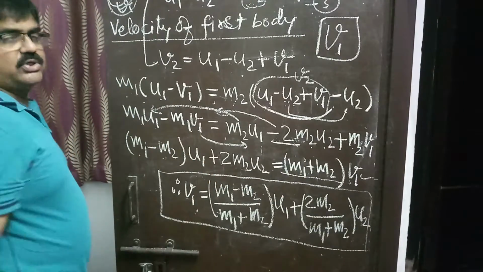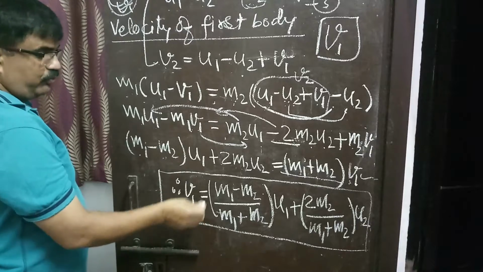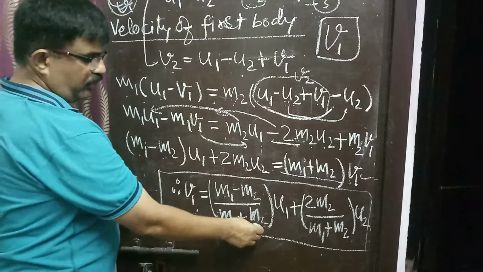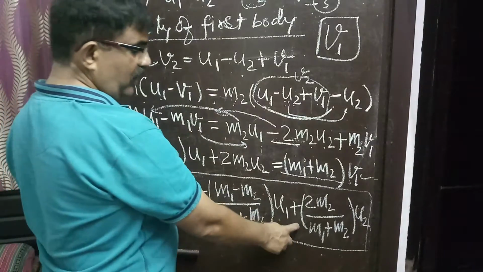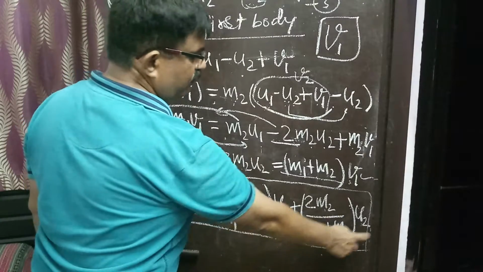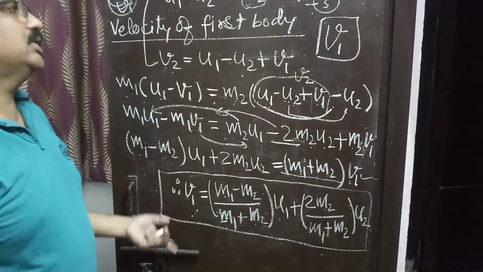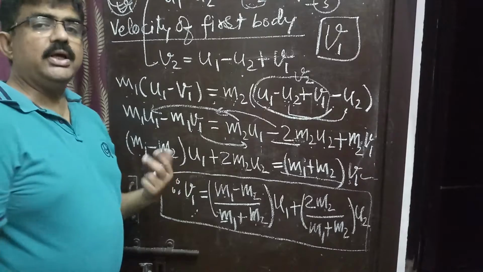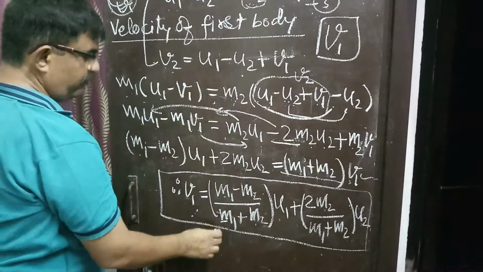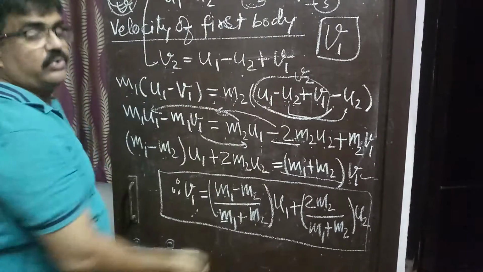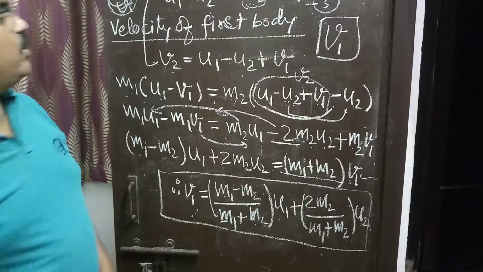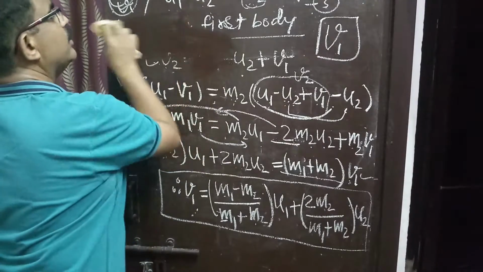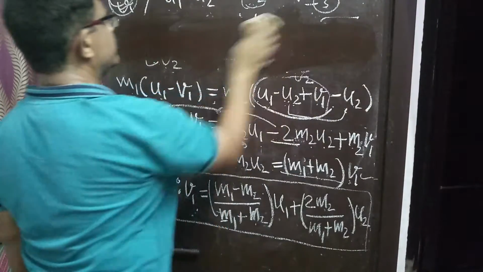So this is the velocity of body A. v1 equal (m1 minus m2) upon (m1 plus m2) into u1 plus 2m2 upon (m1 plus m2) into u2. Similarly, you can calculate the velocity of the second body. So how do you calculate the velocity of the second body?